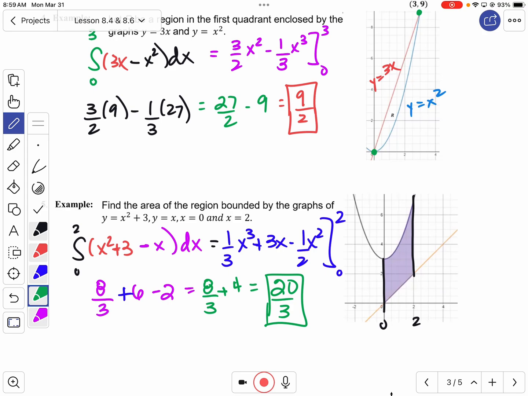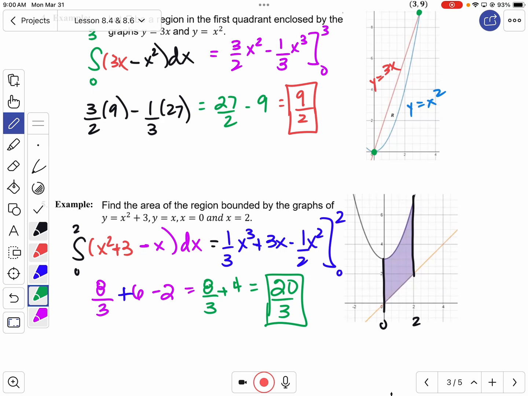We do our integration. Our antiderivative: 1/3 x cubed plus 3x minus 1/2 x squared. Plug in our 2. Gives me 8/3 plus 6 minus 2, or 8/3 plus 4, which will give me 20 over 3. Okay.